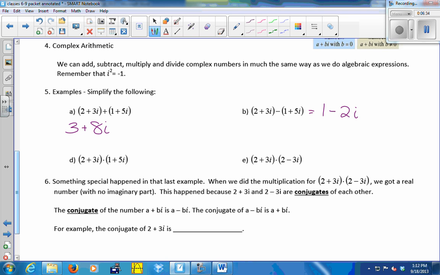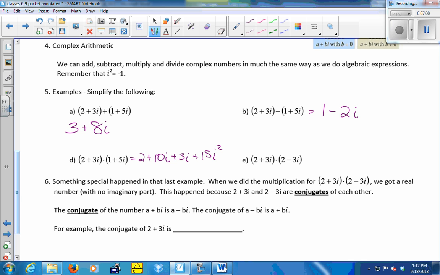Okay, 2 plus 3i times 1 plus 5i. When you're multiplying, again, you're going to treat that i just like it's a variable. So I'm going to FOIL these. I'm going to distribute, and I get 2. That's my first. My outer is 10i, my inner is 3i, and my last is 15i squared.